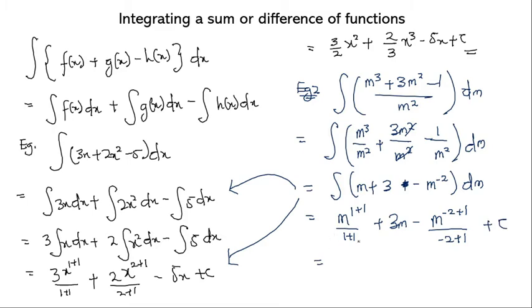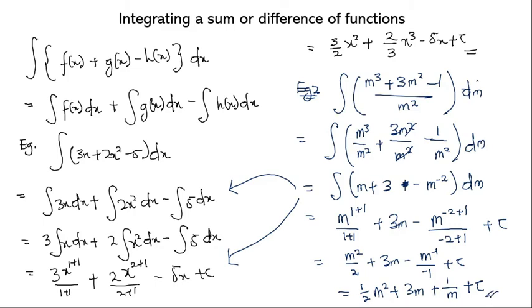So from here I can go ahead and have m squared over 2 plus 3m, then minus, this becomes m raised to the power negative 1 all divided by negative 1, then plus c. So it means my final answer will be m squared over 2, which is still 1 over 2m squared, then plus 3m. Then the negative here will cancel the negative here, so it becomes positive. So m inverse is just 1 over m, then plus c. So this is our answer after we integrate the function.